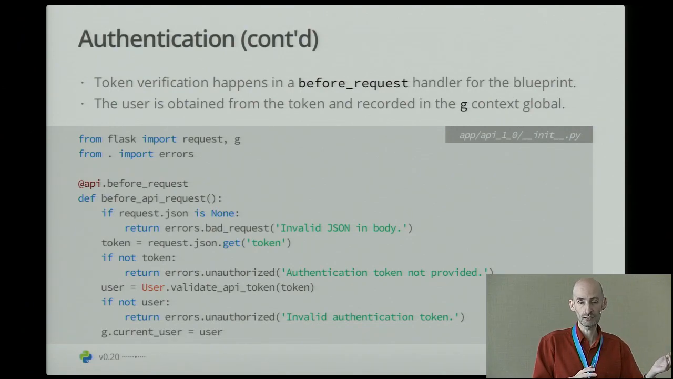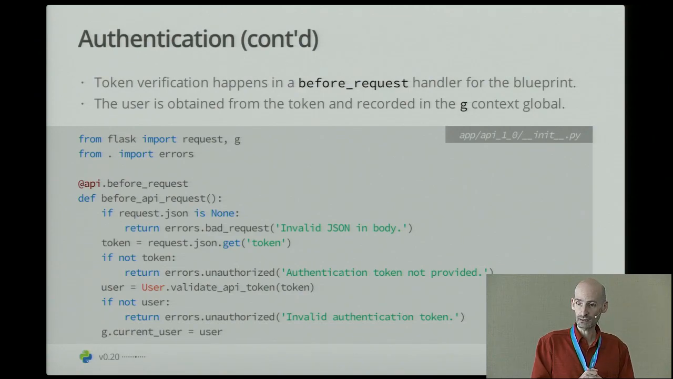The JSON that I get, by the way, I said that we respond with JSON to the client. The client sends JSON to us as well, because it's easier for the client, right? So Flask puts the JSON, decoded as a Python dictionary, in request.json. So if there was no JSON, that's an error, bad request.